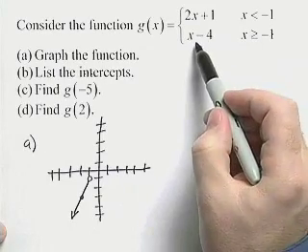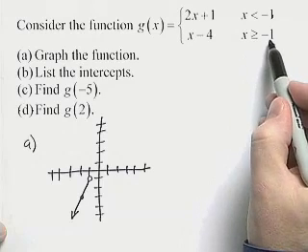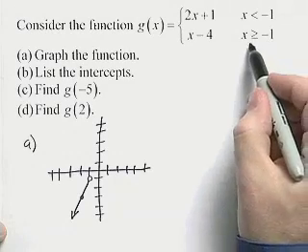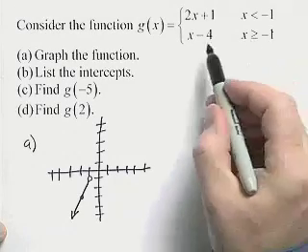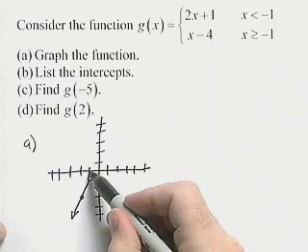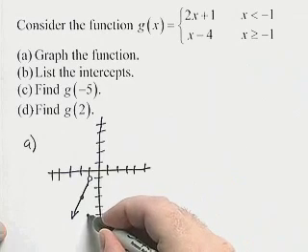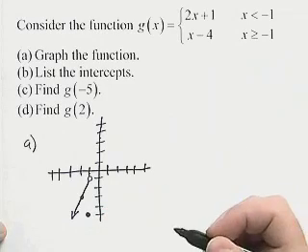We move on to the next piece, x minus 4. We're going to plot that for values of x that are greater than or equal to negative 1. Since we can use negative 1 here, we'll include that. Negative 1 minus 4 is negative 5. So at negative 1, we go down 1, 2, 3, 4, 5. And we are actually using it for this piece, so we use a filled in circle.